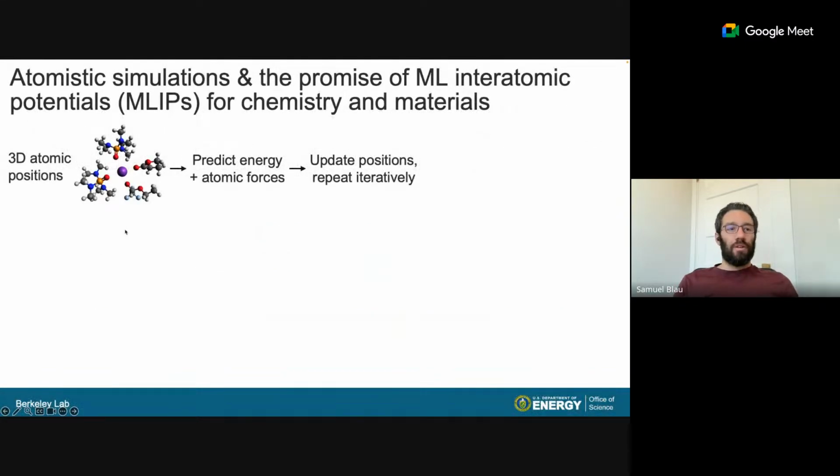So I am a computational chemist, which means that I run atomistic simulations. And what that means in a nutshell is, you can imagine you have some 3D atomic positions, and you can then predict the total energy and the force on each atom. And then you can update your atomic positions and repeat this iteratively. This is the general workflow of atomistic simulation.